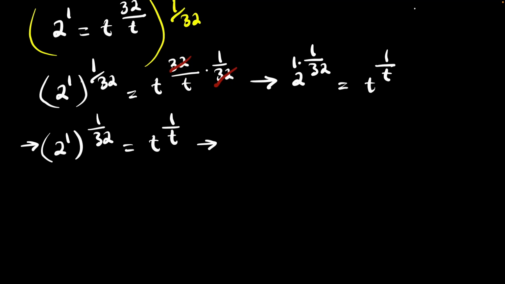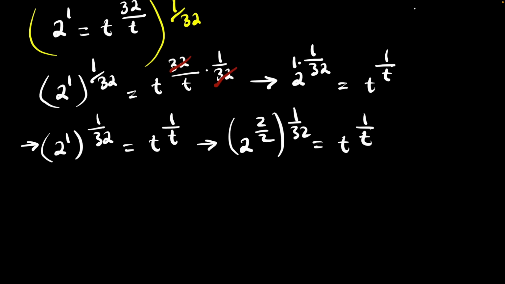Here, instead of 1, I can write 2 over 2. It means I can write 1 as 2 over 2. If I cancel out this 2, I would have 1. That's why I can write a 1 as 2 over 2. I didn't change the value, I just changed the form. So 2 to the 2 over 2, whole to the 1 over 32, equal to t to the 1 over t.